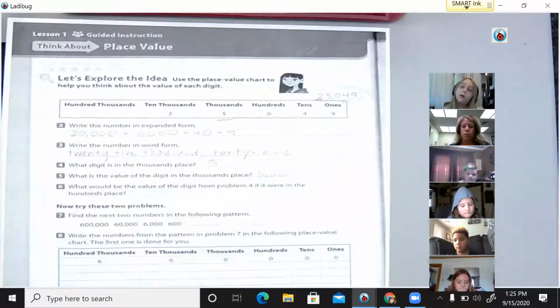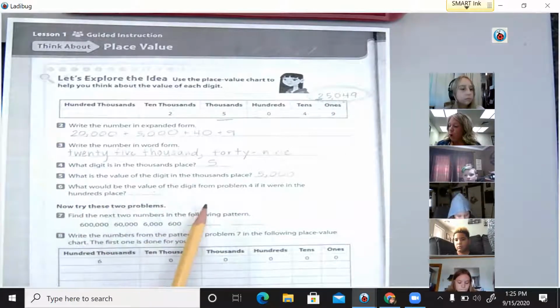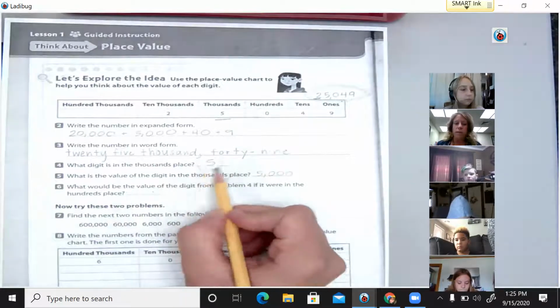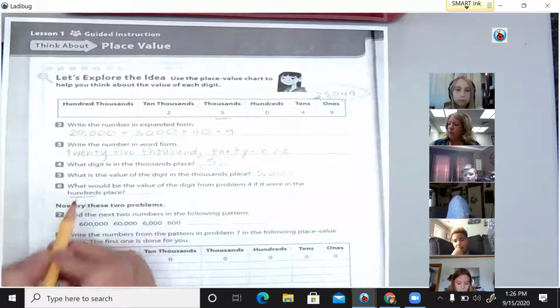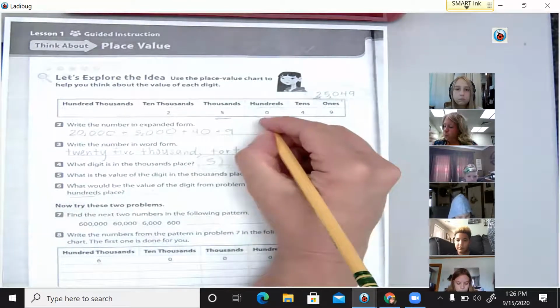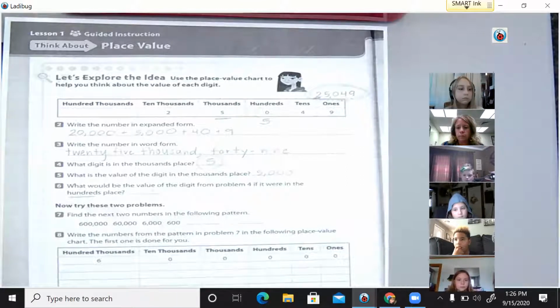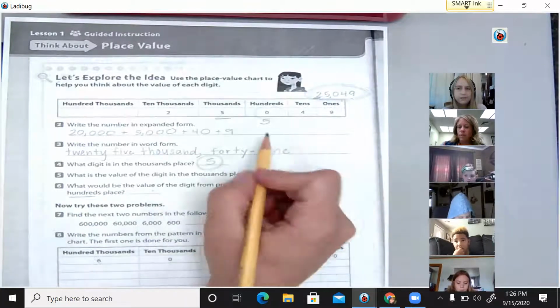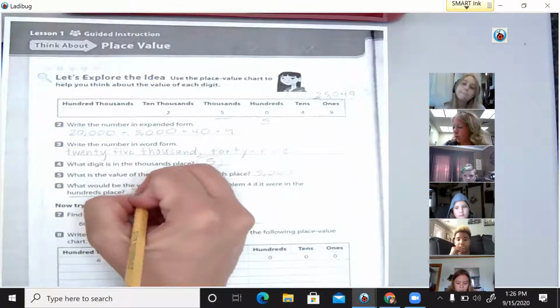Okay, now number 6, they're switching some things up on us. What would be the value of the digit from problem 4? So now we're using the number 5, but it's saying if that was in the hundreds place. So if the 5 moved to the hundreds place, what would it be worth? It no longer would be 5,000 because it's in the hundreds place. So what would it be worth, that 5? What do you think, Sophia? Is it 500? It is 500.